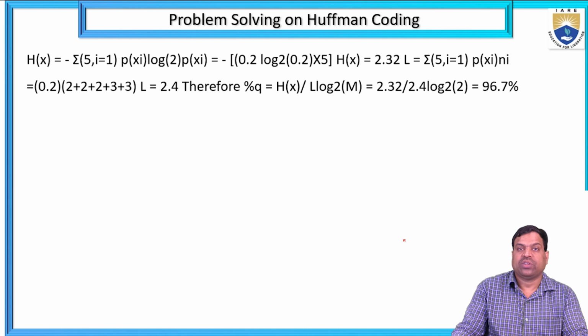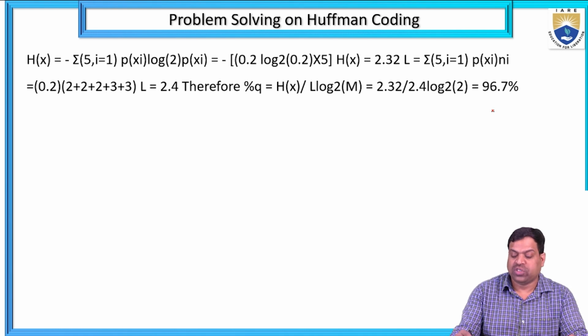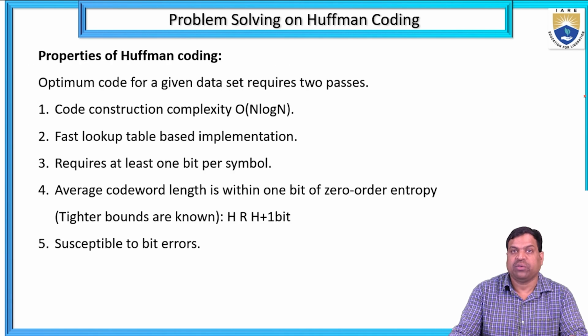Probability equal to 1. So H of x equals minus the summation over i equal to 1 to 5 of p of xi log base 2 of p of xi, equal to minus 0.2 log 2 of 0.25 into 5. H of x equals 2.32, and length equals p of xi into n. So the final value I'm getting is 96.7.